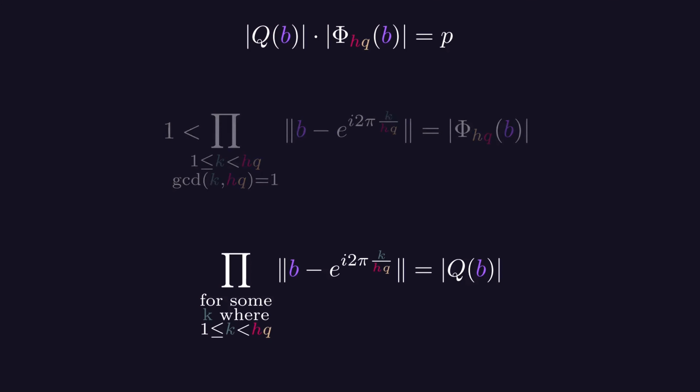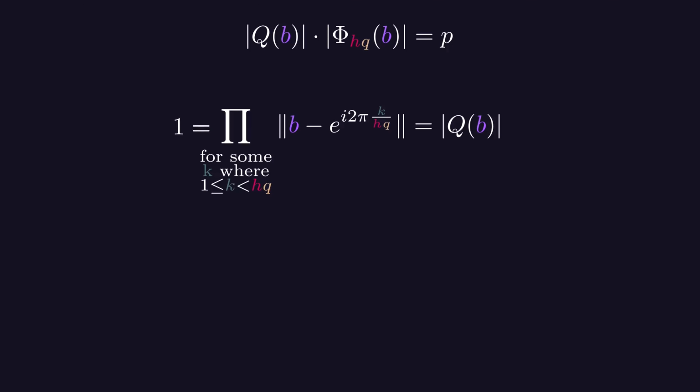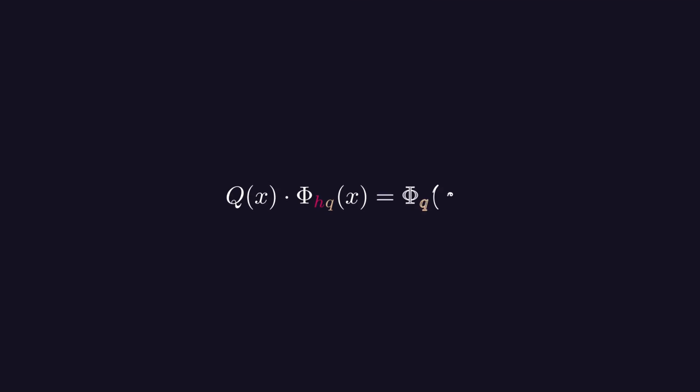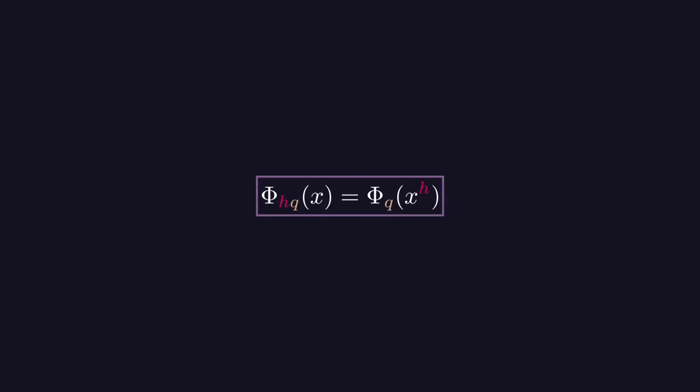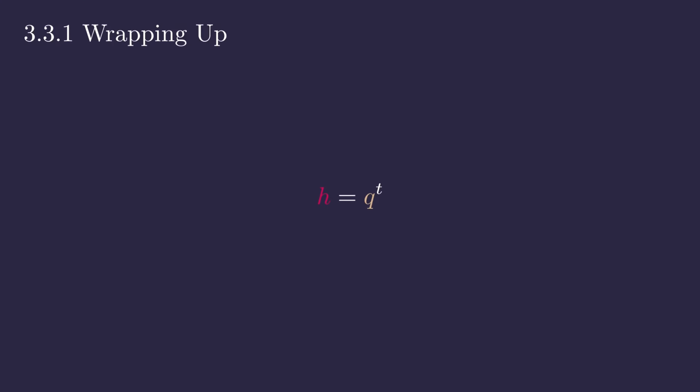And so the only possibility is that the absolute value of q of b is 1. Since each of the terms in this product is greater than 1, the only way for it to be exactly 1 is if there are no terms at all, and q of x is an empty product. This means that q of x equals 1 for all input values, not just b. In other words, if phi sub q of b to the h is prime, not only does phi sub hq of x divide phi sub q of x to the h, these two polynomials are actually equal.